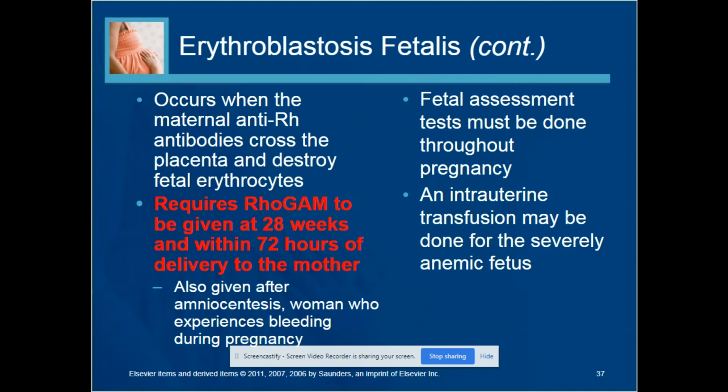Fetal assessment tests must be done throughout pregnancy to make sure that the body hasn't effectively gotten rid of what it feels like is foreign. An intrauterine transfusion may be done for the severely anemic fetus. We want that baby to be as healthy as possible. An intrauterine transfusion means that we are giving the baby blood through transfusion inside the uterus.